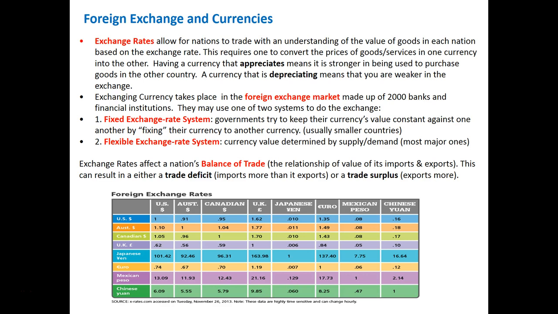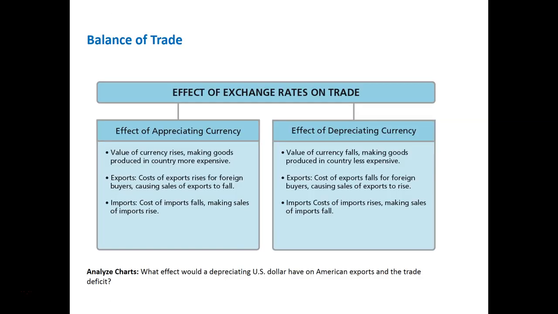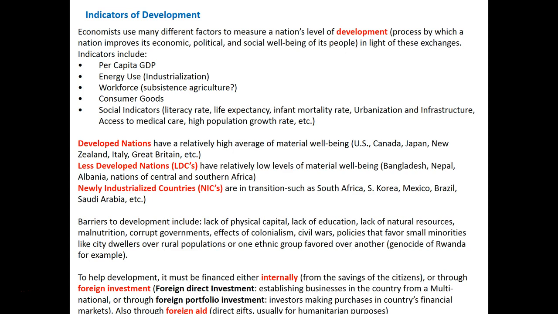and so it would obviously be better if we ran a trade surplus, meaning we're selling more of our goods than what we're purchasing from other nations. But we do pretty well on both ends of that, but we tend to run a deficit. So you can see here kind of the effect of the exchange rate on trade, and so please look through that. And that kind of gets us into development.